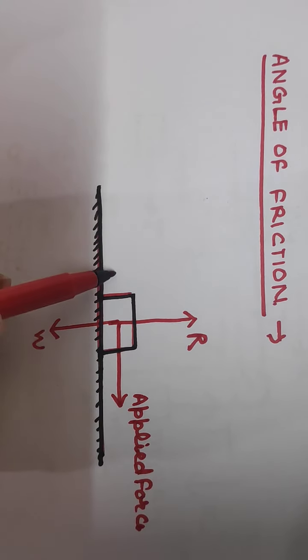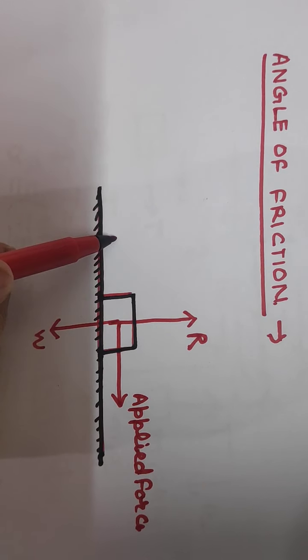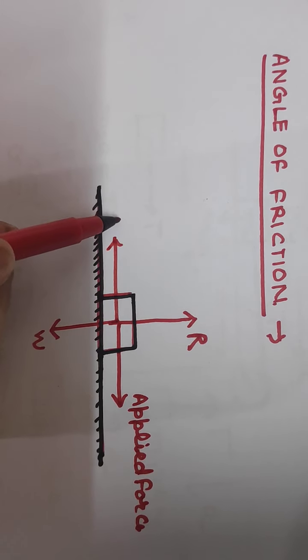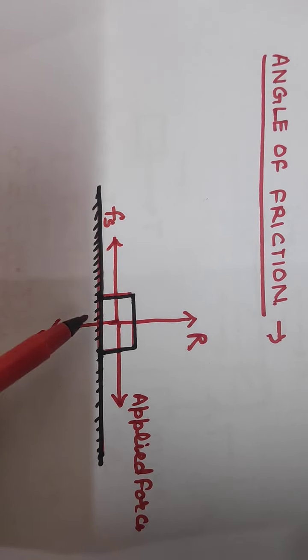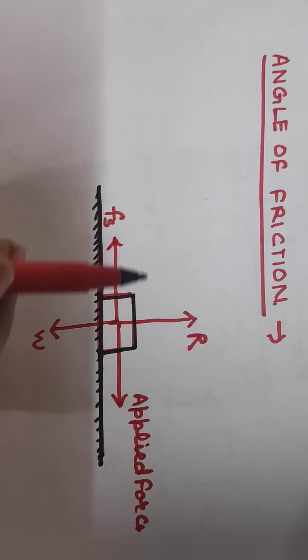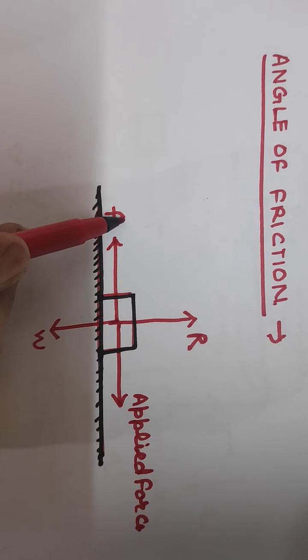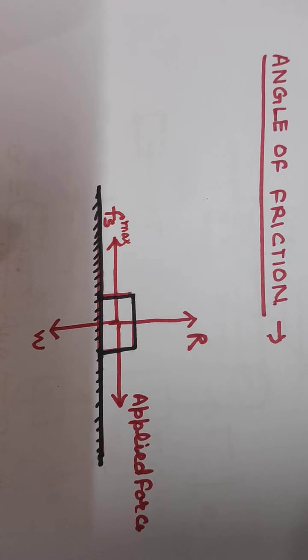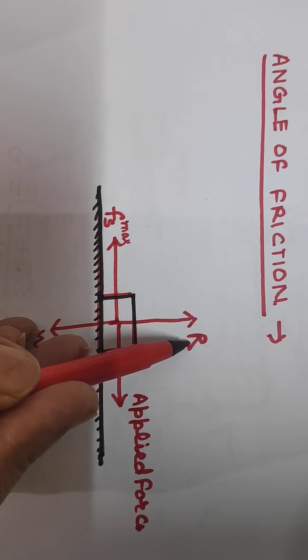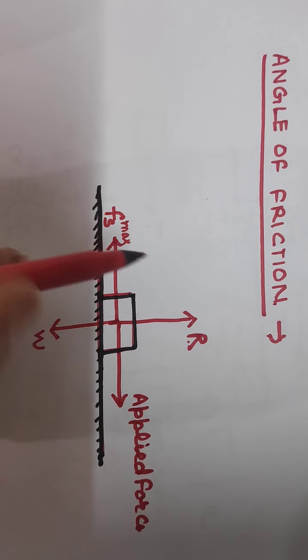So we know the force of friction will act in this direction. This is the force of friction. Suppose the object is not moving and is just about to slide, so we can say this is limiting friction, maximum static friction. Now these are two forces, one is the reaction force and this is Fs.